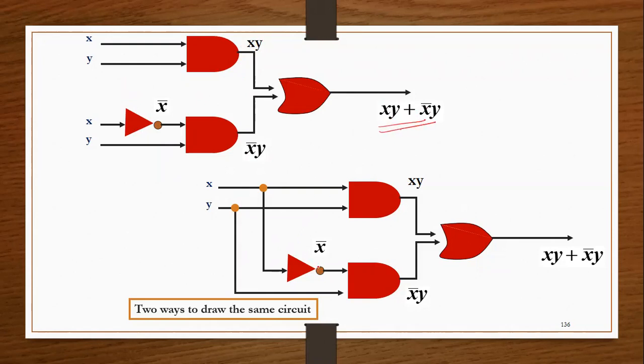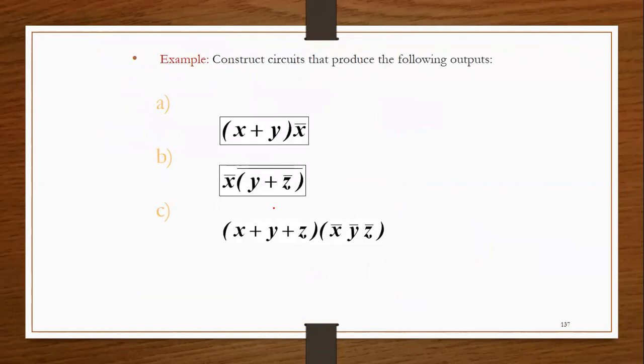The other way to draw the same circuit is that from this input you are taking the inputs for this AND gate also and providing an inverter here. So these are the two ways to draw the same circuit. Apart from that, you will construct the circuits for the given Boolean equations, and after that you have two topics, half adder and full adder, and I would like you to complete these topics by yourself because these are the basic topics of your digital electronics subject. And with this we can conclude our unit 5.